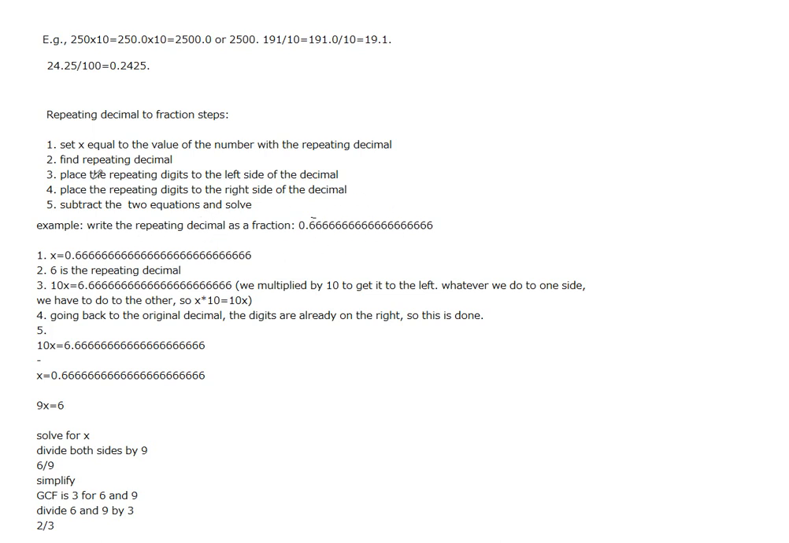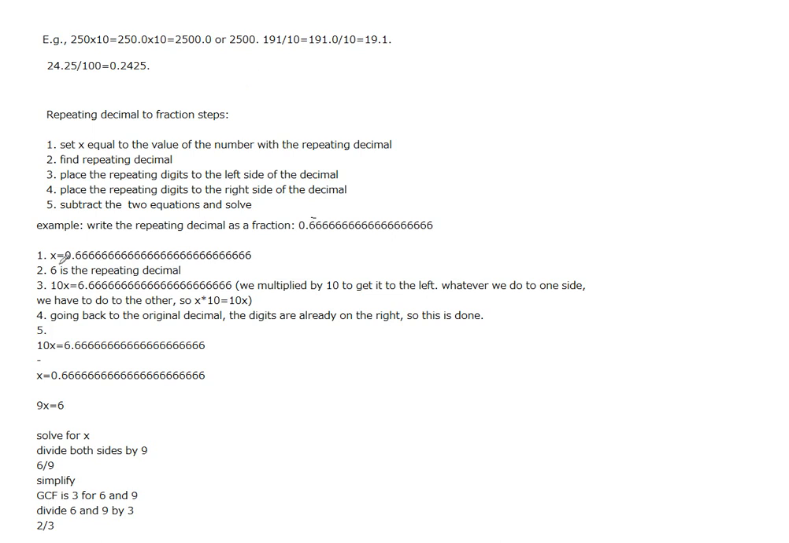Okay, so for step 3, place the repeating digits to the left side of the decimal. So this needs to be on this side before we can continue. So it needs to be on the left side. So in order to get 6 over here, all we have to do is multiply by 10. So if we take 0.6666 times 10, we move the decimal 1 to the right. This becomes 6.66666. Alright?